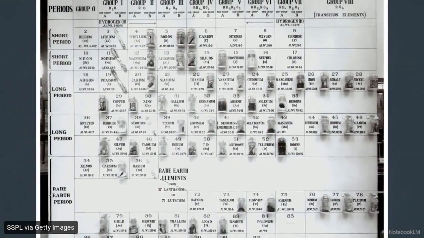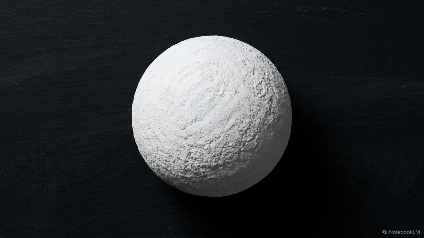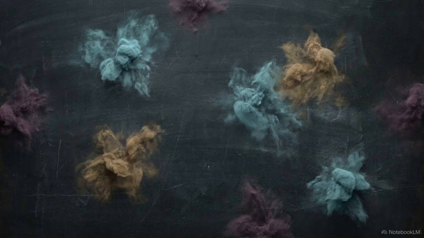The architecture of the periodic table is fundamentally a map of spatial compromise. Electrons do not dive toward the core to seek the nucleus. They spread outward to survive each other.